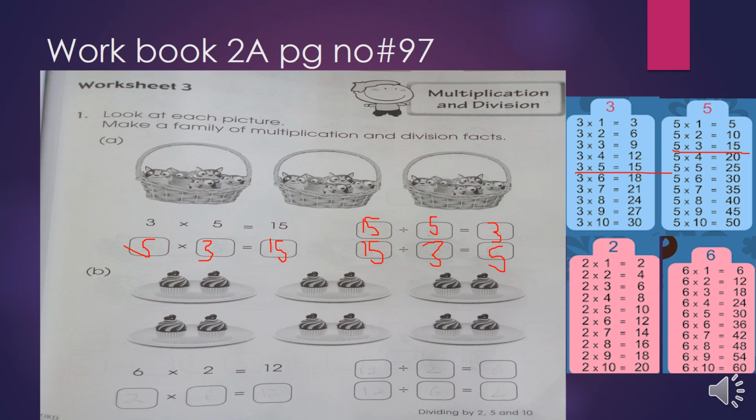Part B. Who will count the plates? There are 6 plates, and in each plate there are 2 cupcakes. So let's find out the total number of cupcakes. How will we find out the total number of cupcakes? By multiplying it. Right, class? There are 6 plates. 6 into 2 means 6 multiplied by 2. What is the total number? 12. There are 12 cupcakes in total.